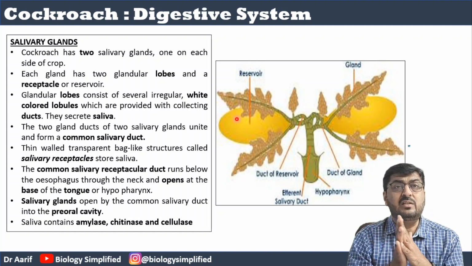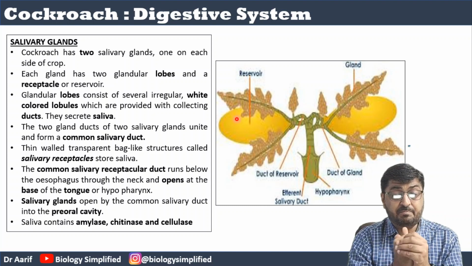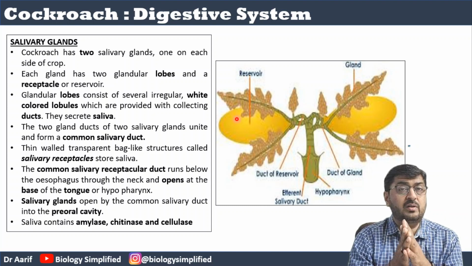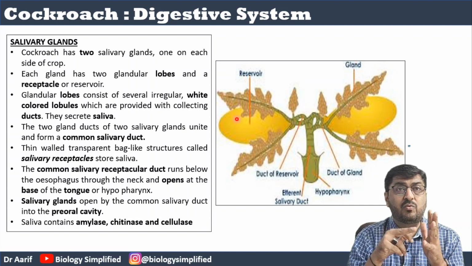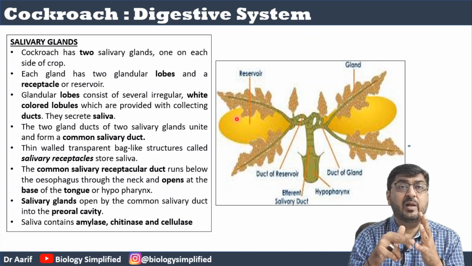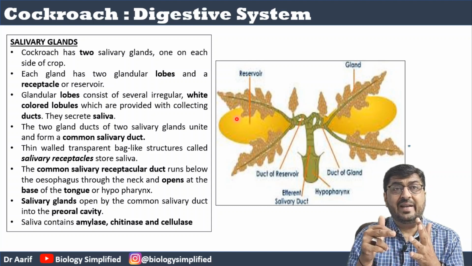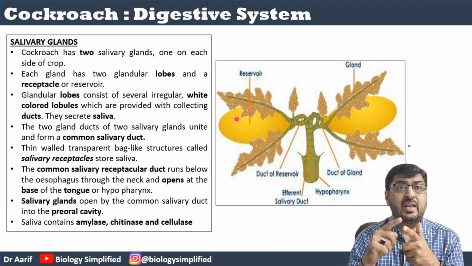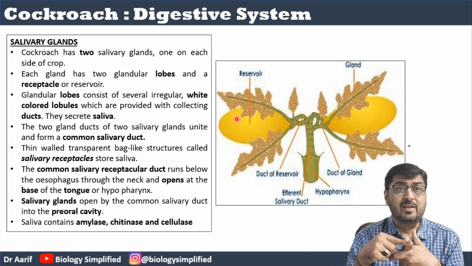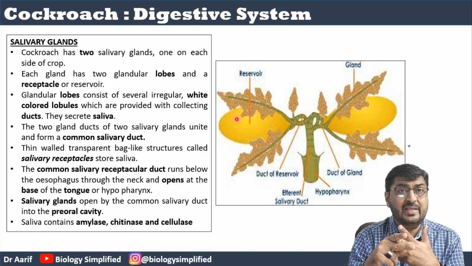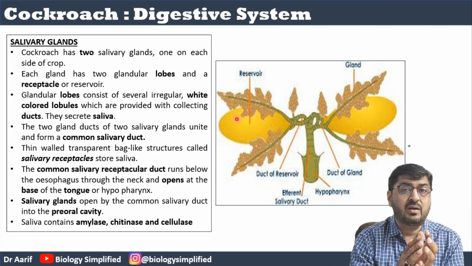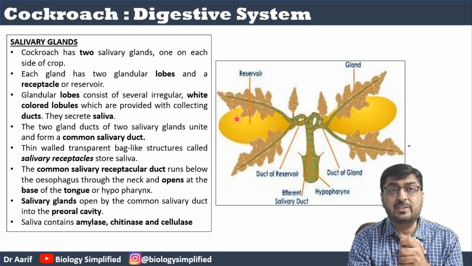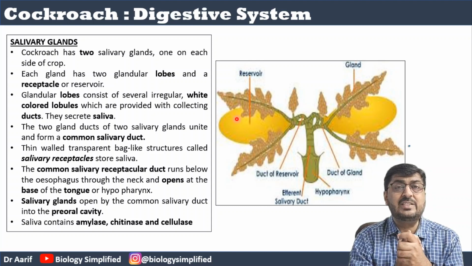Saliva contains amylase, chitinase and cellulase, right, to digest the food stuff which is taken in, okay. So I hope this entire structure is clear for us, right? So the alimentary canal is made up of foregut, midgut, hindgut, and among glands, two important glands to study: salivary gland and hepatic caeca. Salivary gland, two salivary glands, one on either side of the crop, 8 hepatic caeca in a whorl form located at the junction of the foregut and midgut. That makes up the entire digestive system, right?